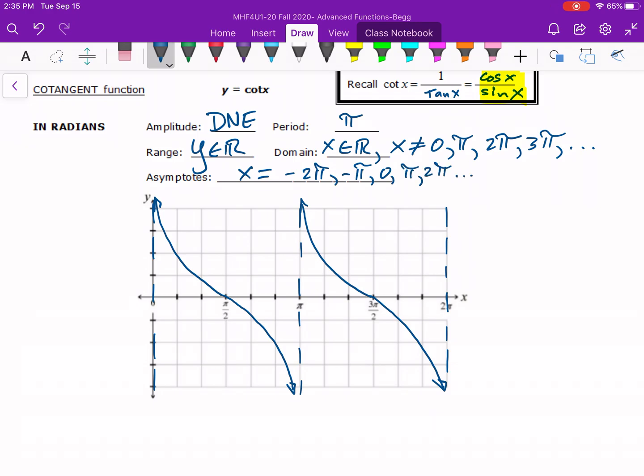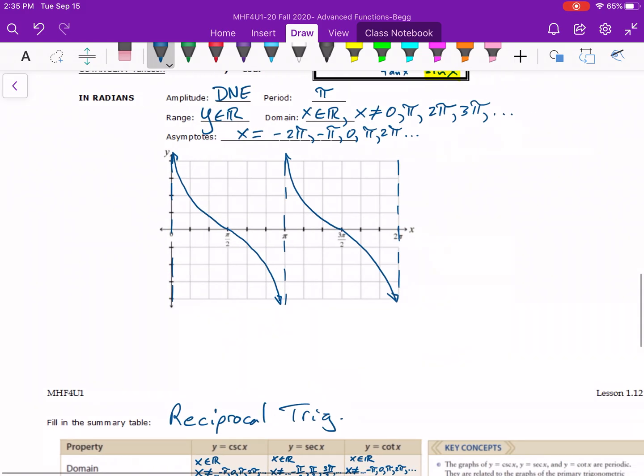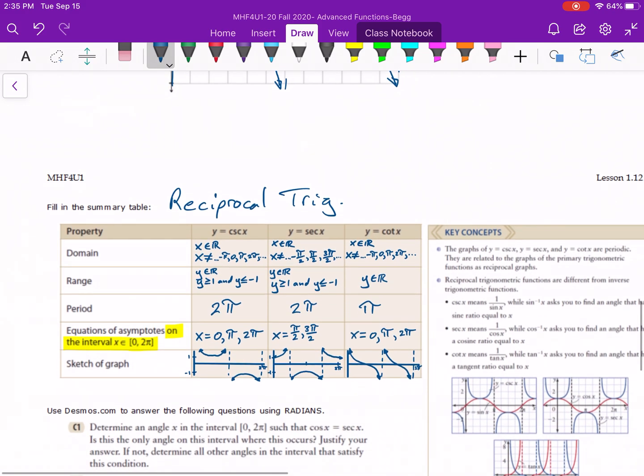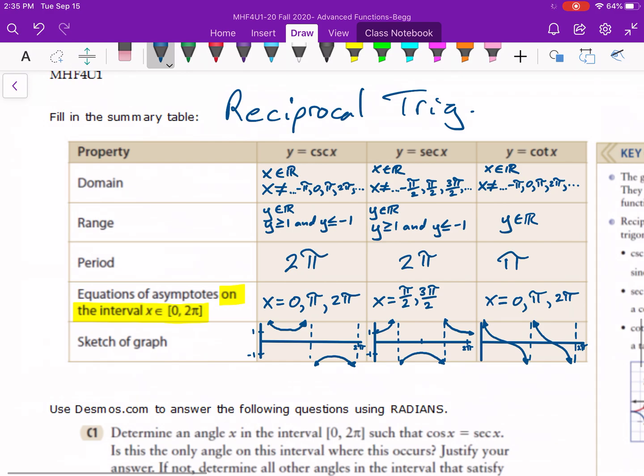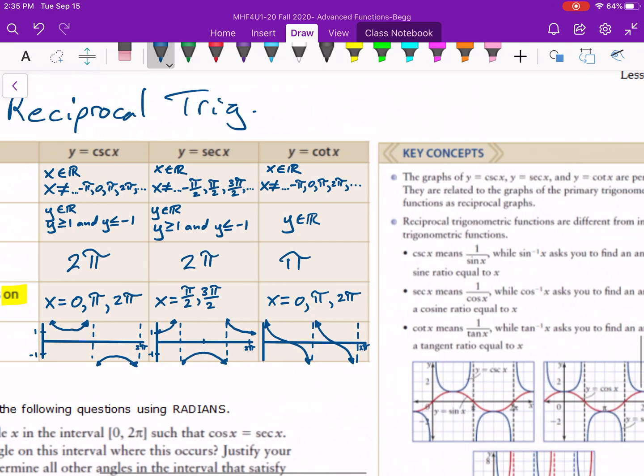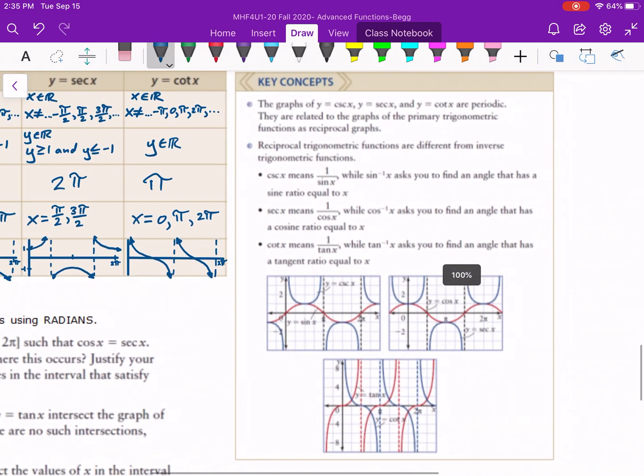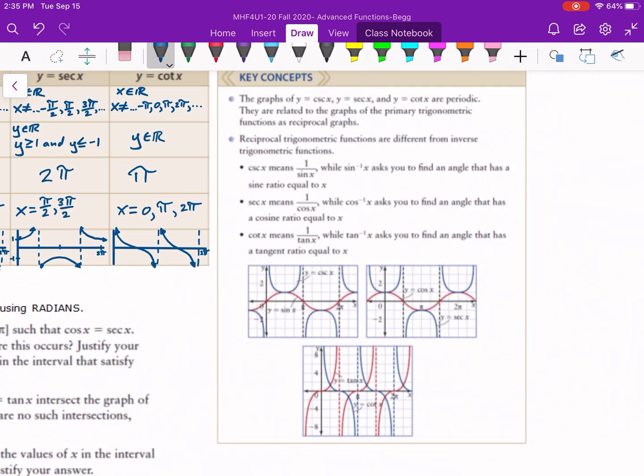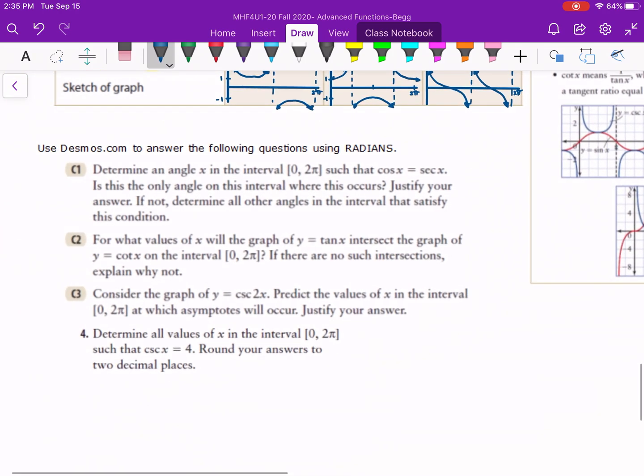All right, here is a summary of all the reciprocal ones. The last three we did, so you got it all in one place. Here are some key ideas which you can take a look at and read those over on your own. And then, as usual, there's some practice. Here's the practice questions here.